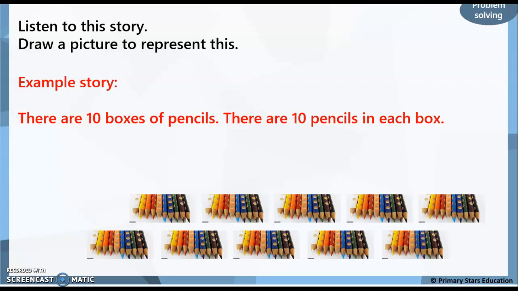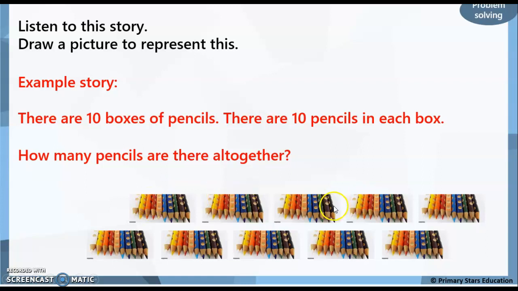Here we have another example. There are 10 boxes of pencils. There are 10 pencils in each box. How many pencils are there altogether? So we're going to draw the 10 boxes. And we've got 1, 2, 3, 4, 5, 6, 7, 8, 9, 10 in each. So then we've got 10 lots of 10, 10 times 10. And if we count those, 10, 20, 30, 40, 50, 60, 70, 80, 90, 100. So your answer will be 100.